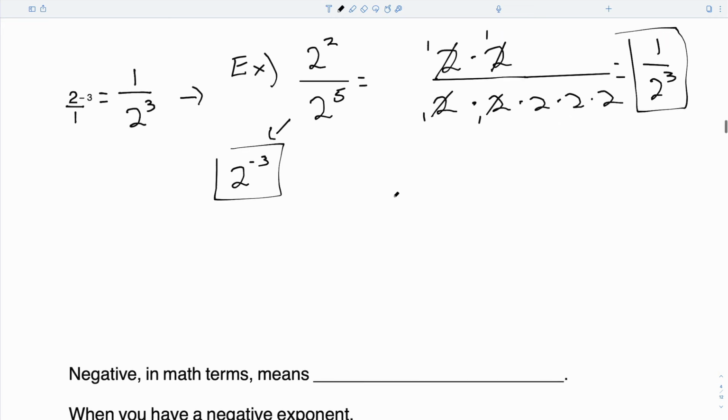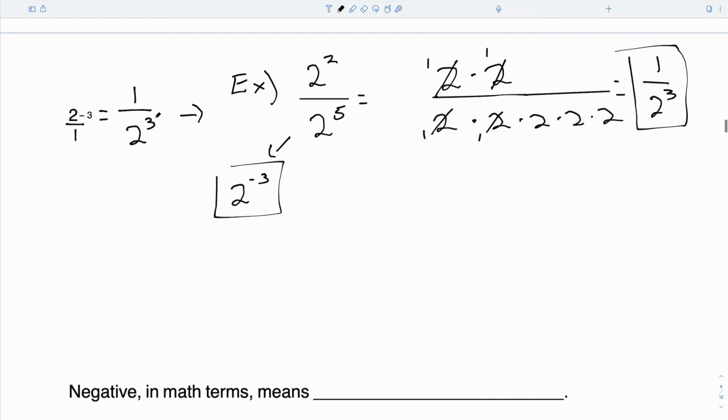Okay, question, Sasha. If we're flipping this over and the negative 3 exponent becomes a positive, why doesn't the 2 become a negative? Because you're dealing with exponents only, the base has to stay the same. The base is always just going to be 2. You do not change the base. It's a completely different problem.